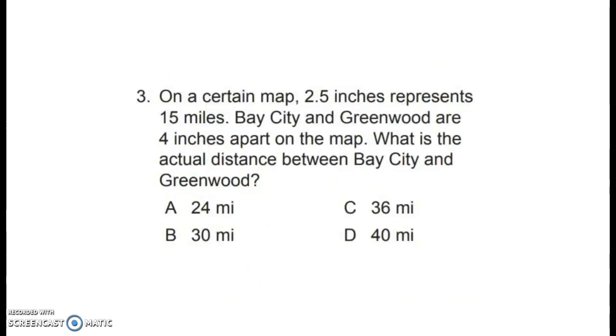Number 3. On a certain map, 2.5 inches represents 15 miles. Bay City and Greenwood are 4 inches apart on the map. What is the actual distance between Bay City and Greenwood? A, 24 miles. B, 30 miles. C, 36 miles. D, 40 miles.